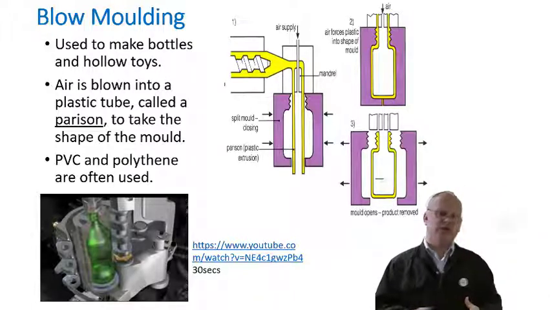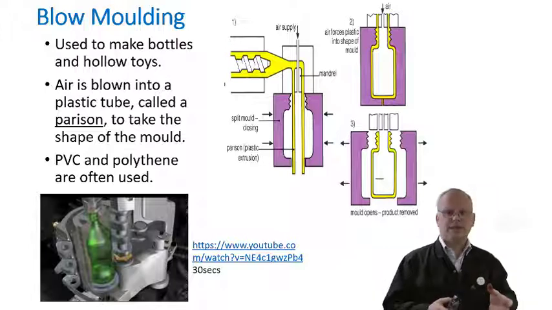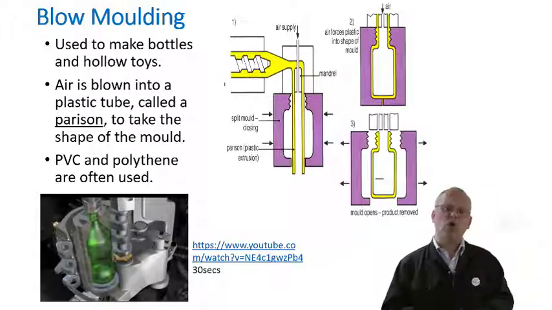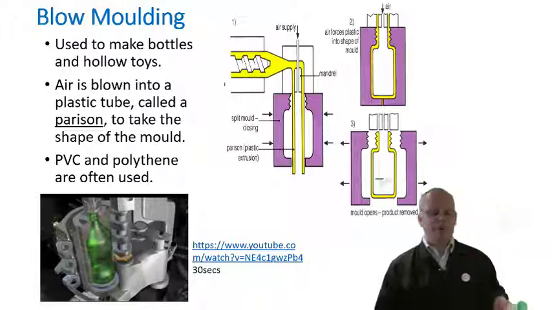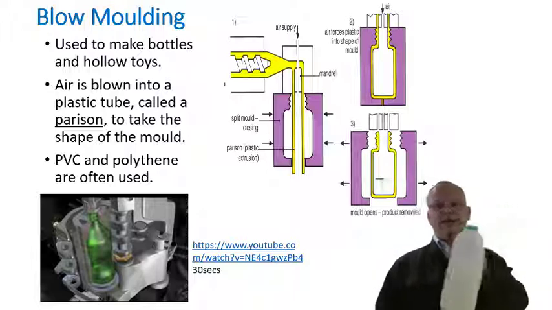Both of these are drinks bottles. They're also used for things like cans for petrol and oil and stuff like that. So bottles, hollow forms are blow moulded. All right, so two examples, two different materials, but these are both good ones to use in the exam.